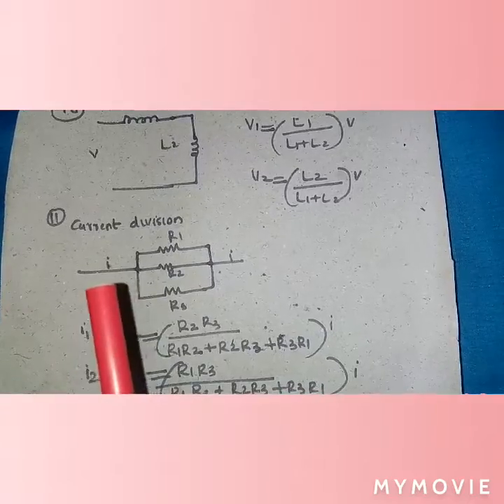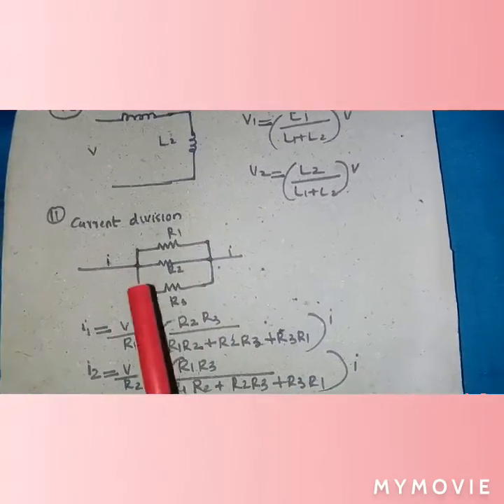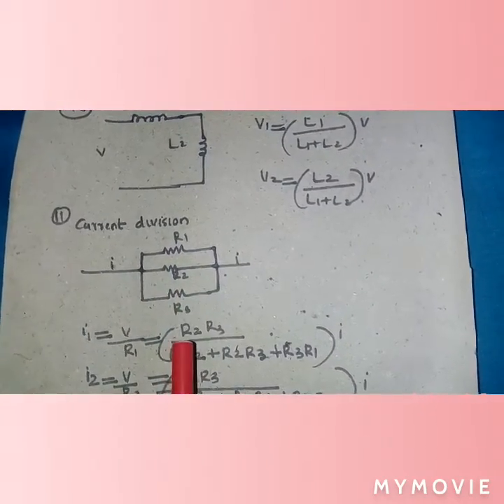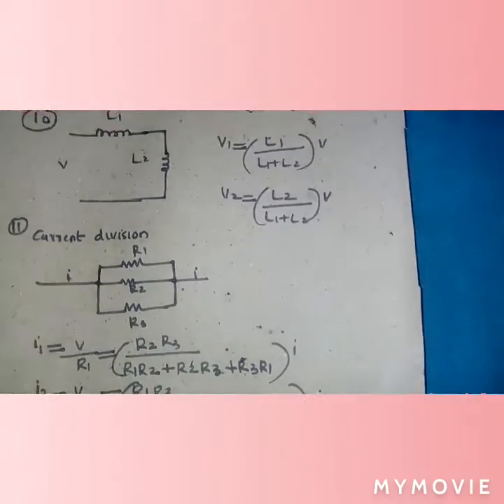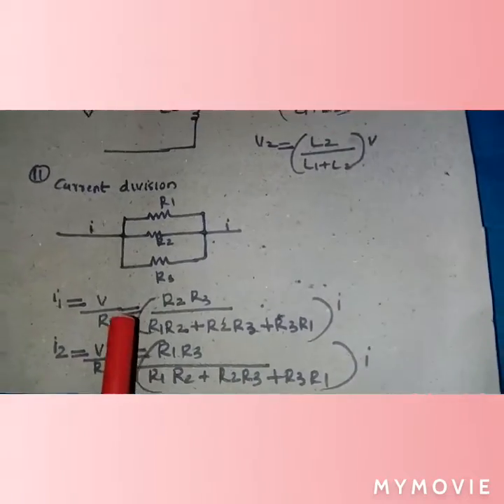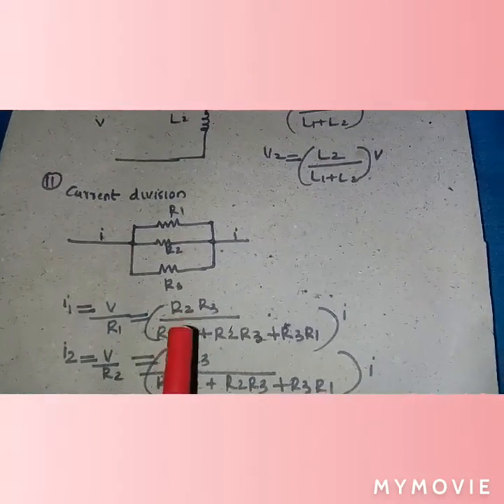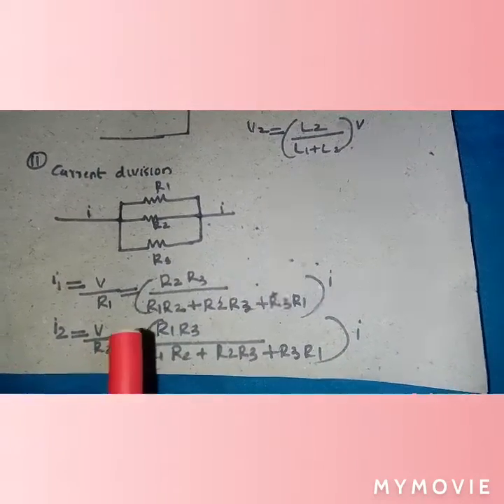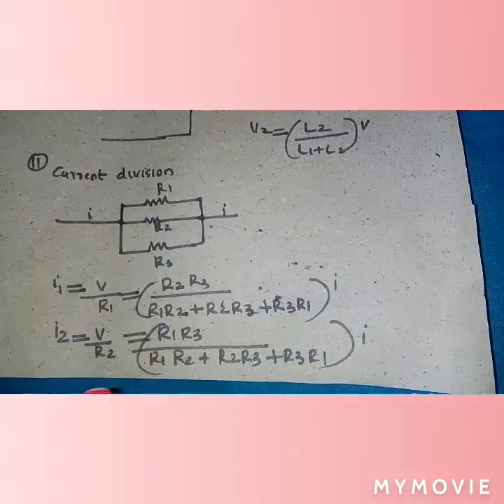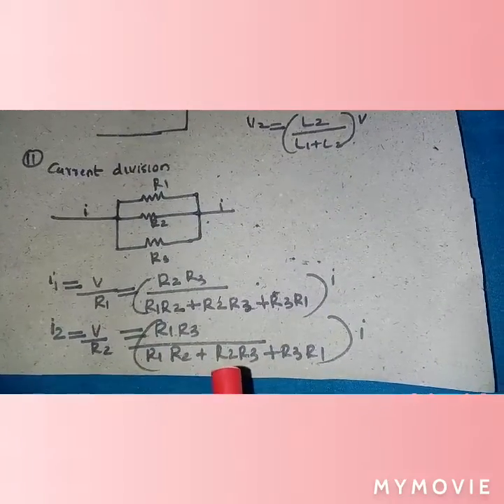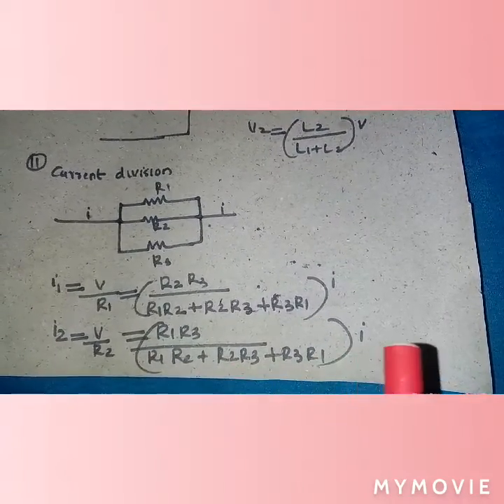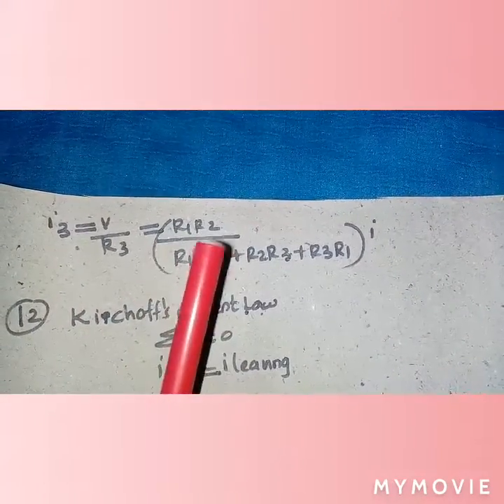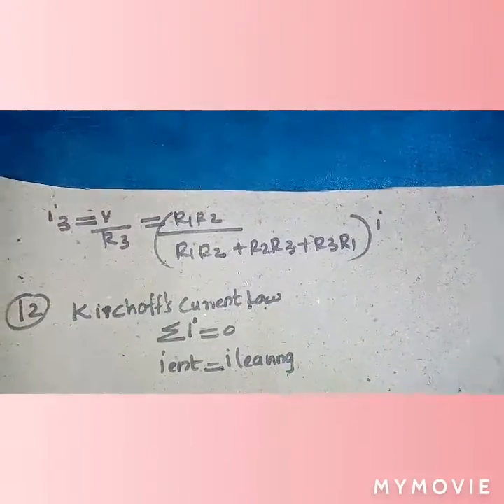For a current division, we know that, just consider the circuit. There are R1, R2, R3 in parallel connection. So here current divides. So I1 is equal to V by R1, that is equal to R2 R3 divided by R1 R2 plus R2 R3 plus R3 R1 into I. I2 is equal to V by R2, that's equal to R1 R3 divided by R1 R2 plus R2 R3 plus R3 R1 into I. I3 is equal to V by R3, that's equal to R1 R2 divided by R1 R2 plus R2 R3 plus R3 R1 into I.